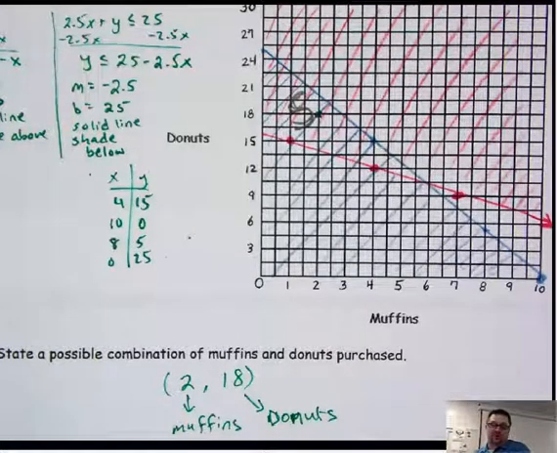Okay, and what they like to do is ask you for certain other points. They like to ask you if particular points would possibly work. For instance, could we have 9 muffins and 6 donuts? Would that fit both constraints? And constraints means the rules, the conditions of the problem. All right, so this is the kind of thing that we'll be doing for the next couple of days. We're modeling with inequalities and solving them using the graph.